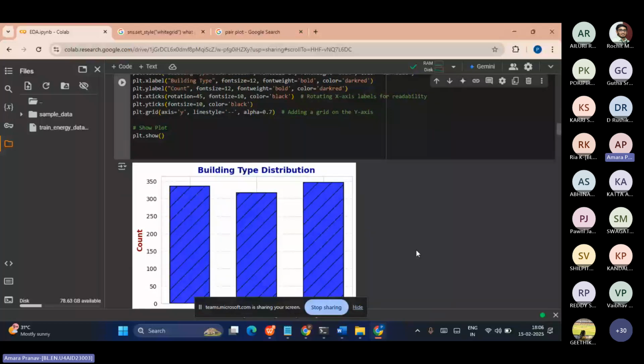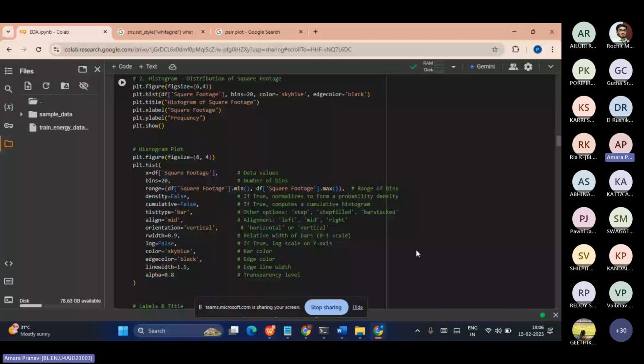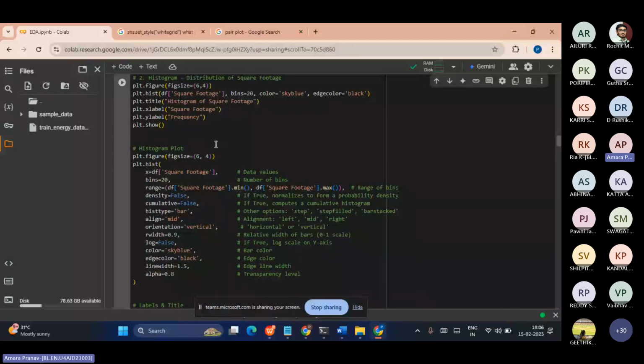Okay, moving on to the histogram. This also has similar parameters. If none of you are answering, then I'll skip through it. I won't go into much detail.